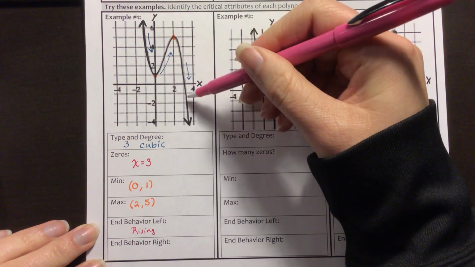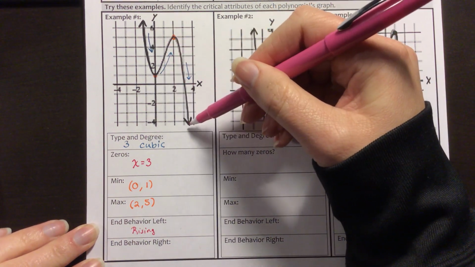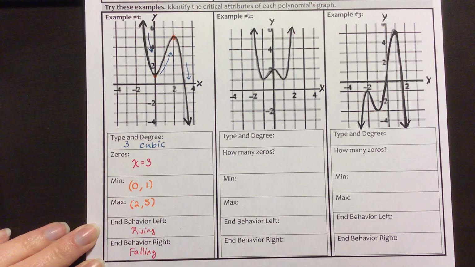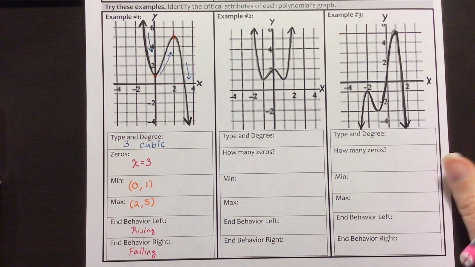And then we just look at the right arrow. The right arrow is down here. It is falling because it is pointing down. Done. Not so bad. Let's take a look at number 2.